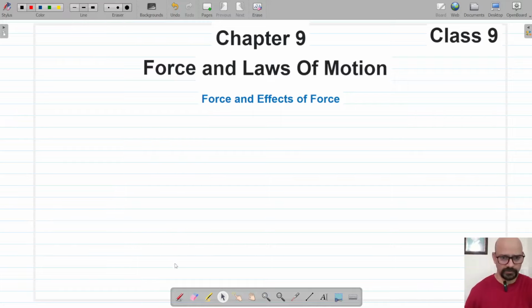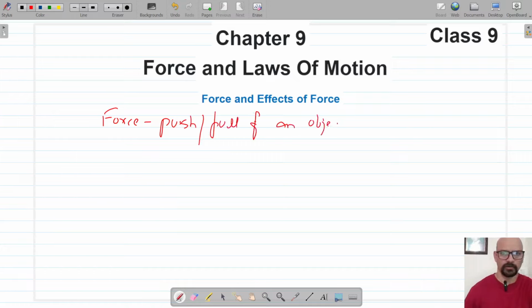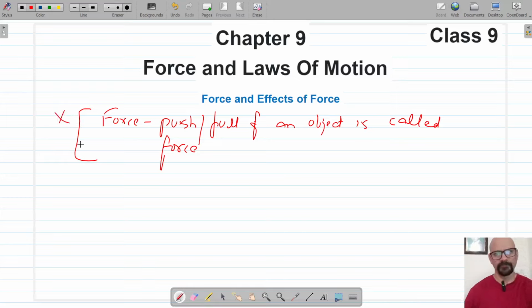In earlier classes, we have studied that force is the push or pull of an object. So we have studied this: the push or pull of an object is called force. But this is not actually the correct definition.